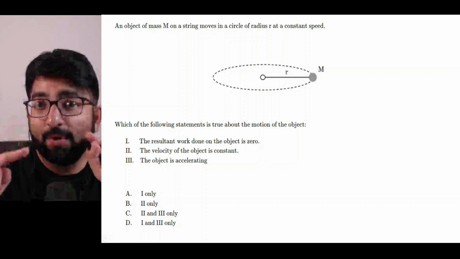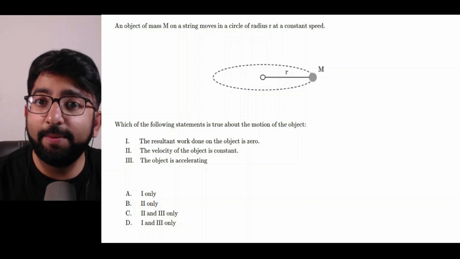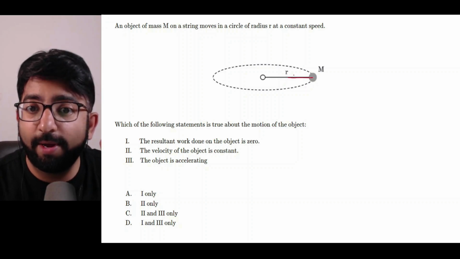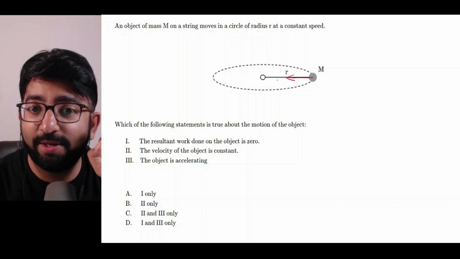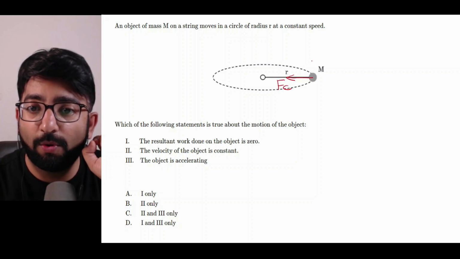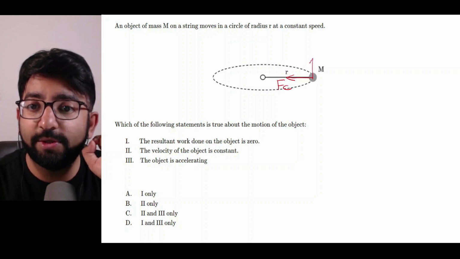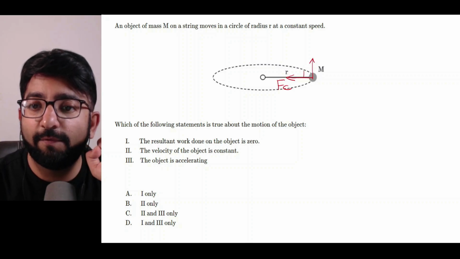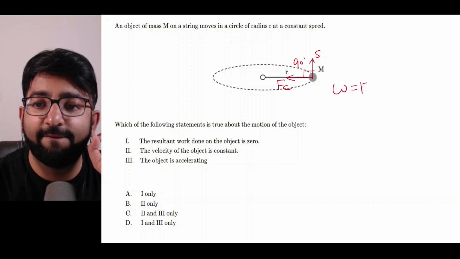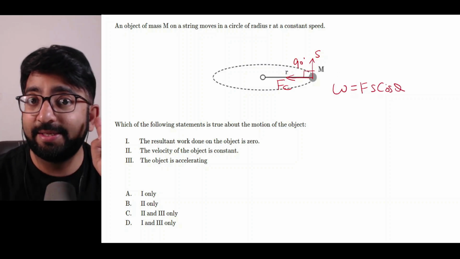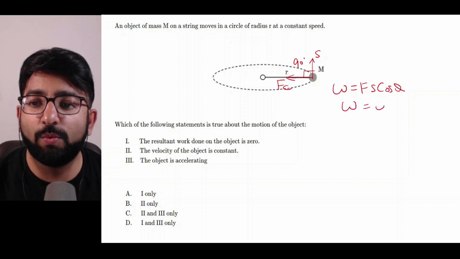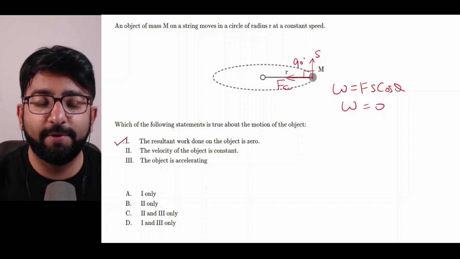And why is that? Because the direction of force, which is centripetal force, is always perpendicular to the displacement. So let's draw. If I draw an arrow coming towards the center, this is the direction of centripetal force. And to determine the direction of displacement, all we need to do is draw a tangent at the circle. So the angle between the force and the displacement is 90 degrees. And since the formula for work is Fs cos theta, and in this case theta is 90, cos 90 will be 0. So definitely work done is equal to 0. Hence statement 1 is definitely correct.